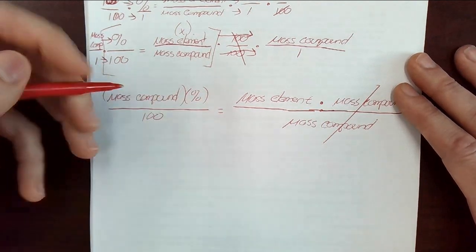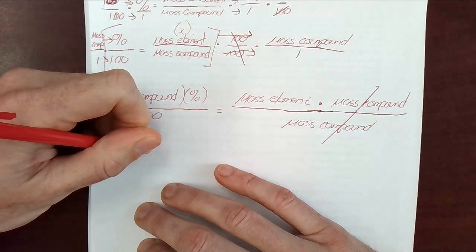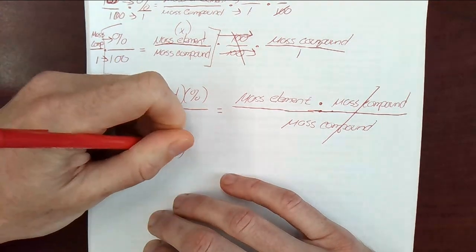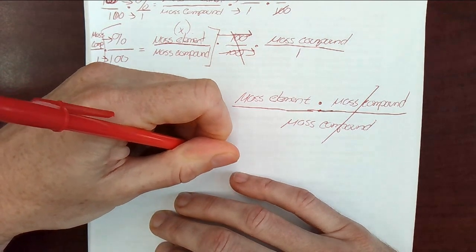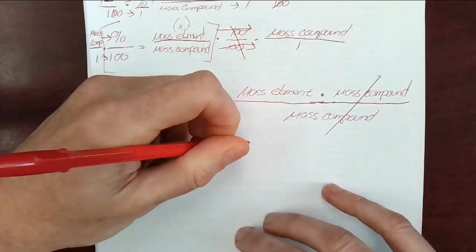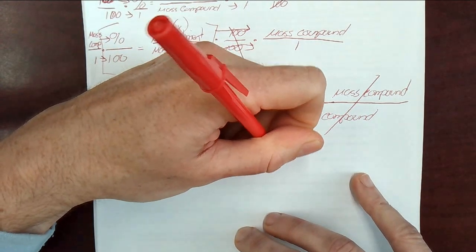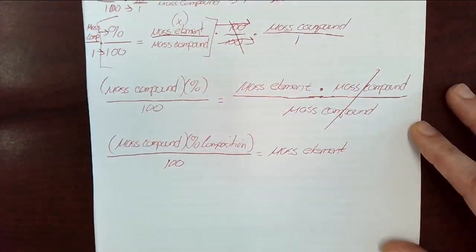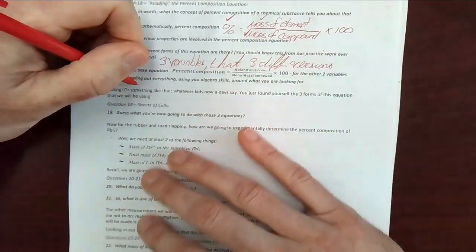So the equation that I need here, and I always rewrite it: I'm going to take the mass of the compound times whatever my percent divided by 100 equals the mass of the element. So there's my equation. So I'll go ahead and put this back in here. So there's one of my equations. Put it here.